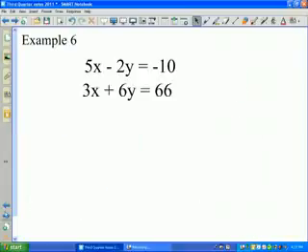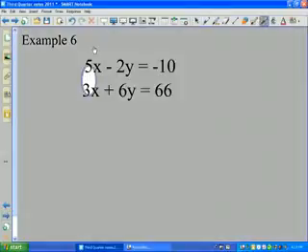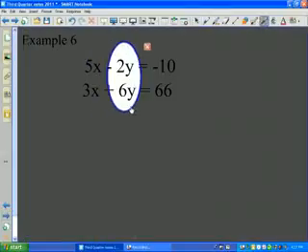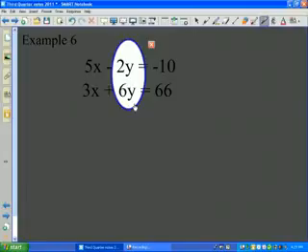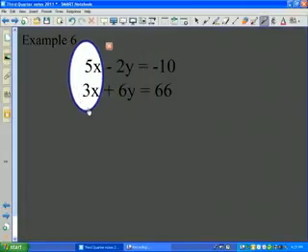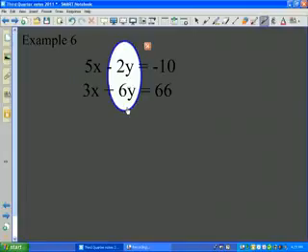Okay, let's try this last example. So, first things first. Take a look at your x's, take a look at your y's. Are they lined up? Okay, my x's are lined up, my y's are lined up. Or do they have the same number? No, they do not. So now, what do you want to eliminate? Do you want to eliminate your x's or do you want to eliminate your y's? The choice is going to be yours when it comes to the multiplication.